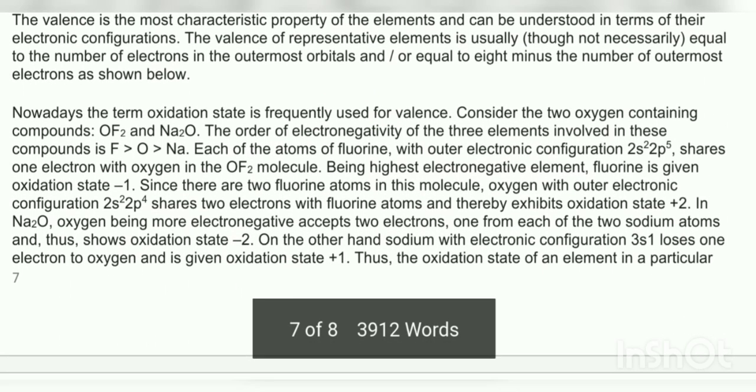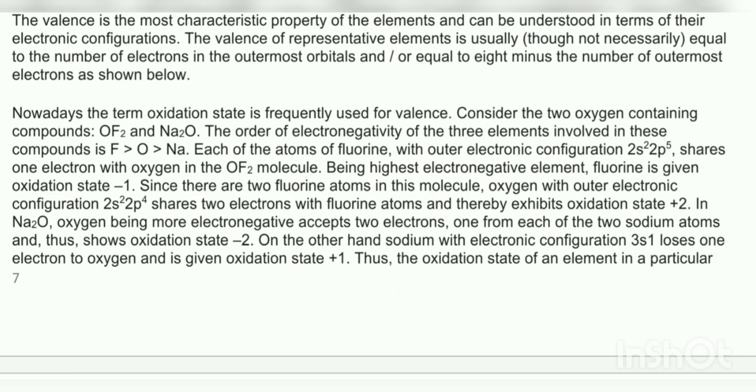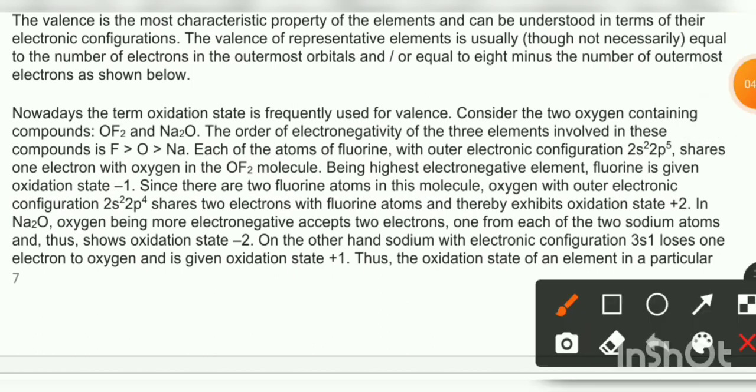Consider the two oxygen containing compounds like OF2 and Na2O. Here, the oxidation state completely depends upon the valency, or valency and oxidation states are interrelated, or the oxidation state is considered as valency, valency considered as oxidation state. Not completely, but in most of the cases they are equal.